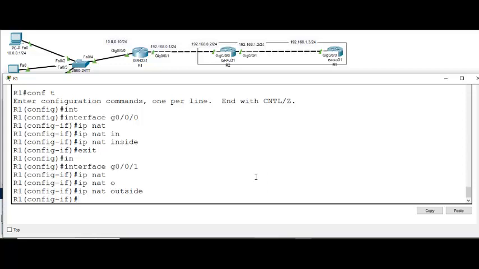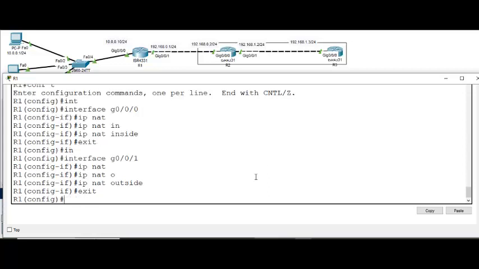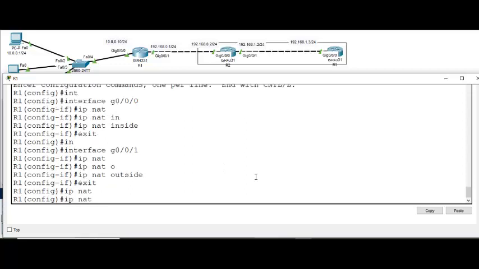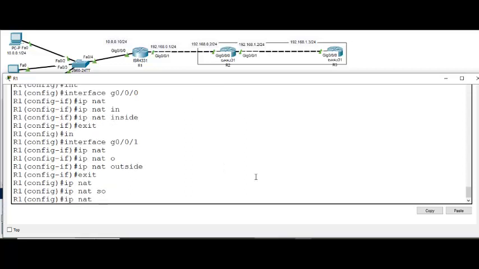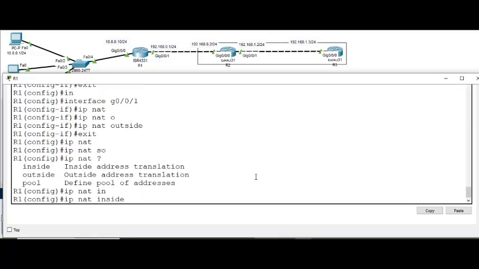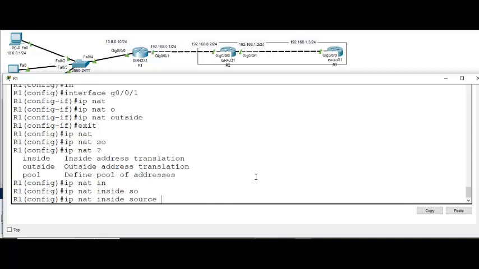Now let's go next. This is the command: ip nat inside source. That's the source, right? From there it is coming. Is it static NAT or dynamic NAT? Static NAT, you have to mention static. If it is dynamic NAT, you will mention something called list. List is nothing but an access list. We will discuss that when we get to dynamic NAT.